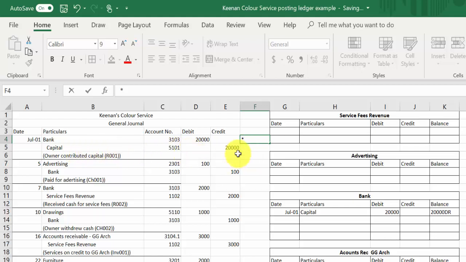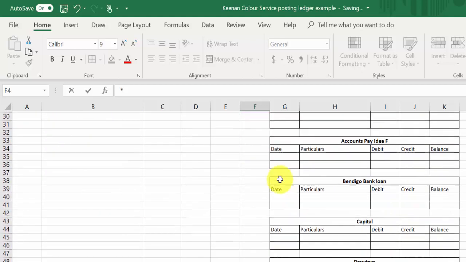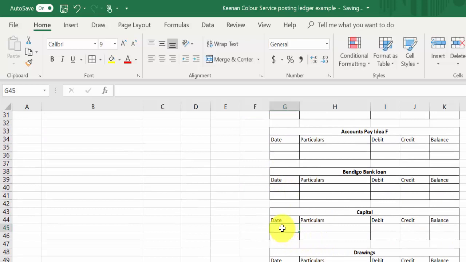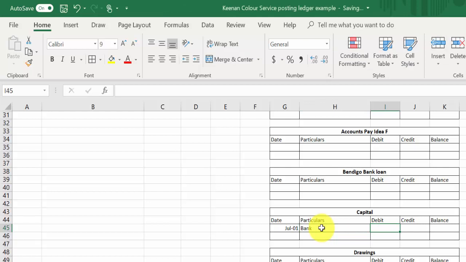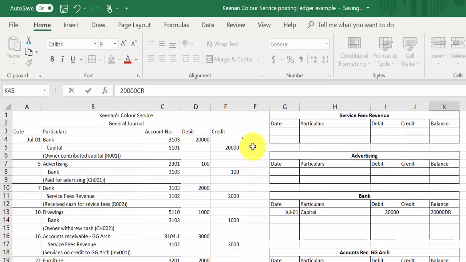The credit amount goes to the capital account for 20,000, so I must find my capital account down here. Here it is, July the 1st. Where did the capital come from? It went to the bank account. That was for $20,000, but it will be on the credit side. So I've got to put down here $20,000 credit to keep track of that. So I've completed that transaction, and I keep going.